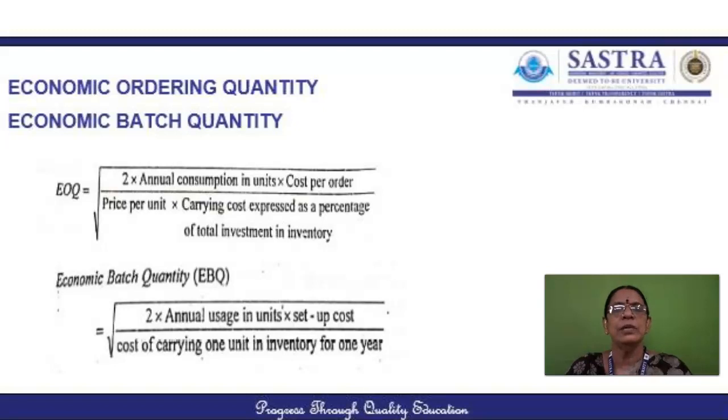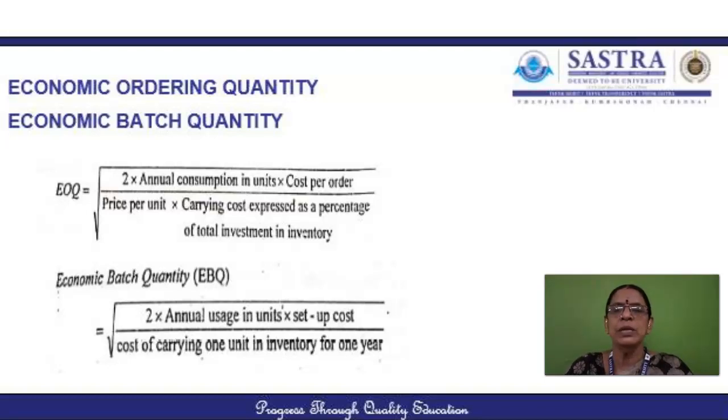Now we shall see about economic batch quantity. The concept of economic batch quantity is similar to economic ordering quantity. The economic batch quantity is applicable to the production of finished goods, whereas economic ordering quantity is applicable for the purchase of the raw materials, stores and spare parts.